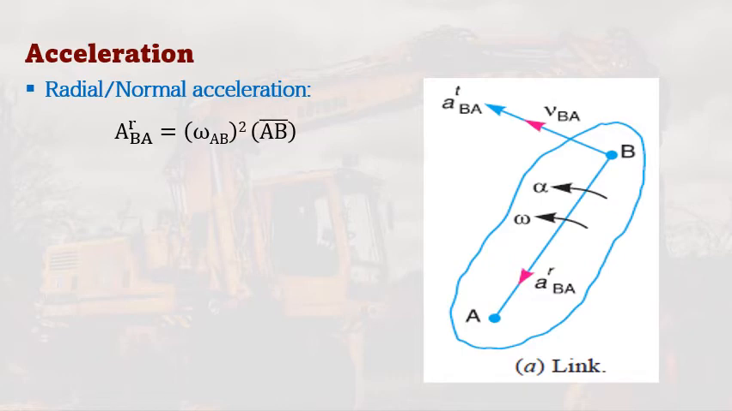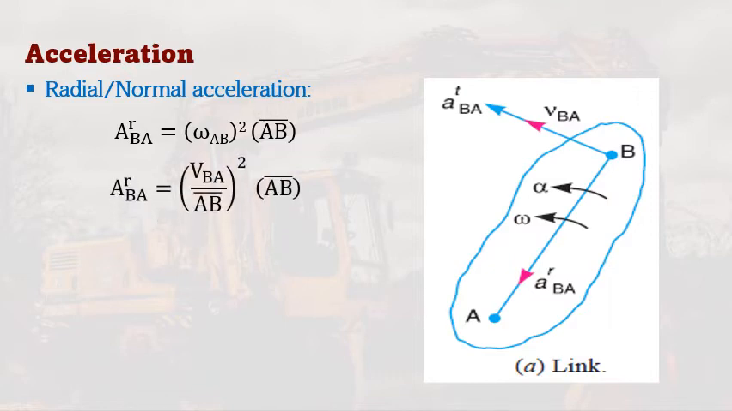On the other hand, its tangential component acts perpendicular to the link AB. This is represented by alpha with superscript T and subscript BA. This is the tangential component. You can see here that the components are perpendicular to each other. The direction of the radial component is towards the center of rotation. On the other hand, the direction of the tangential component is the same as that of alpha, the angular acceleration.